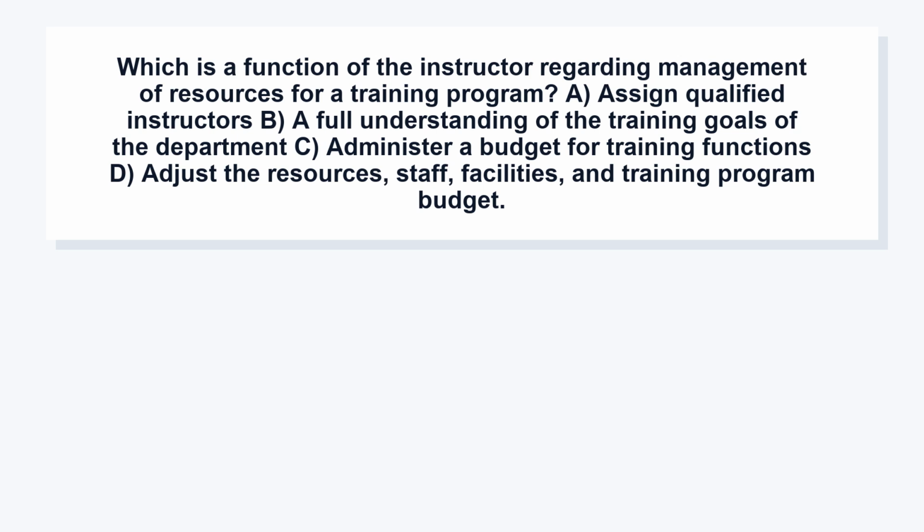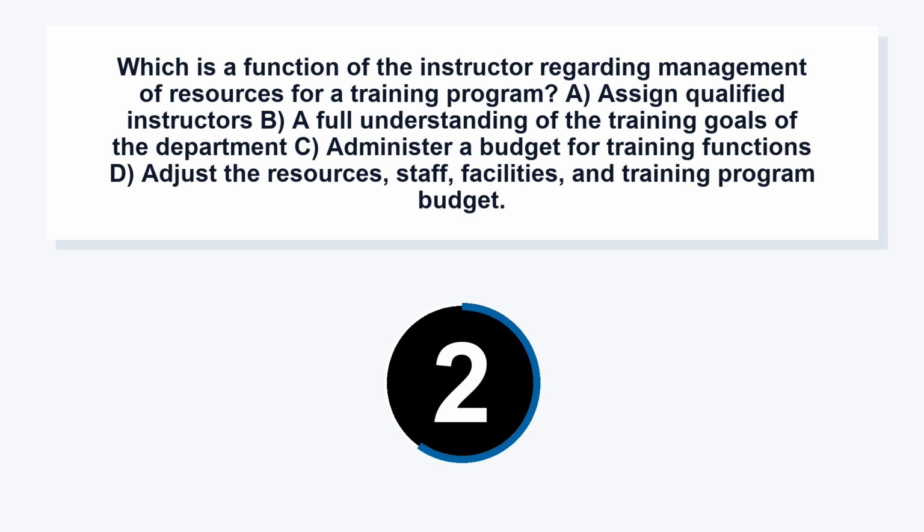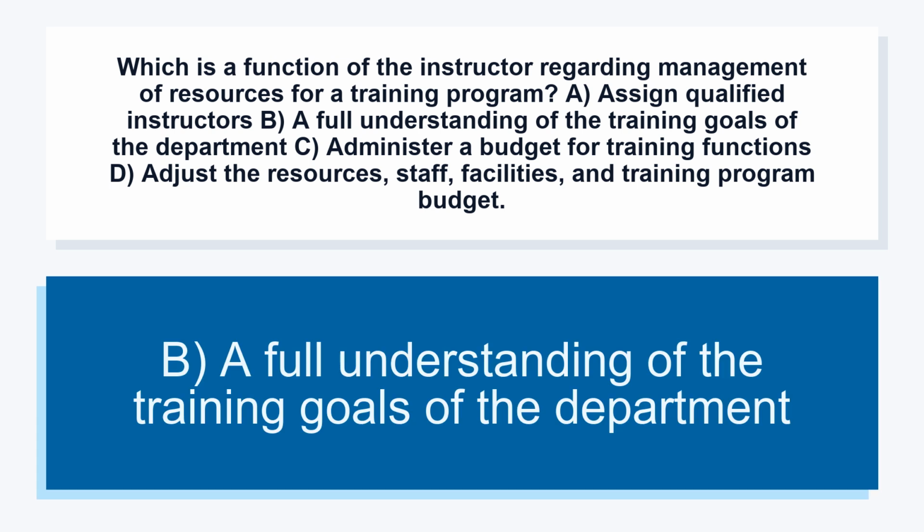Which is a function of the instructor regarding management of resources for a training program? A. Assign qualified instructors. B. A full understanding of the training goals of the department. C. Administer a budget for training functions. D. Adjust the resources, staff, facilities, and training program budget. B. A full understanding of the training goals of the department.